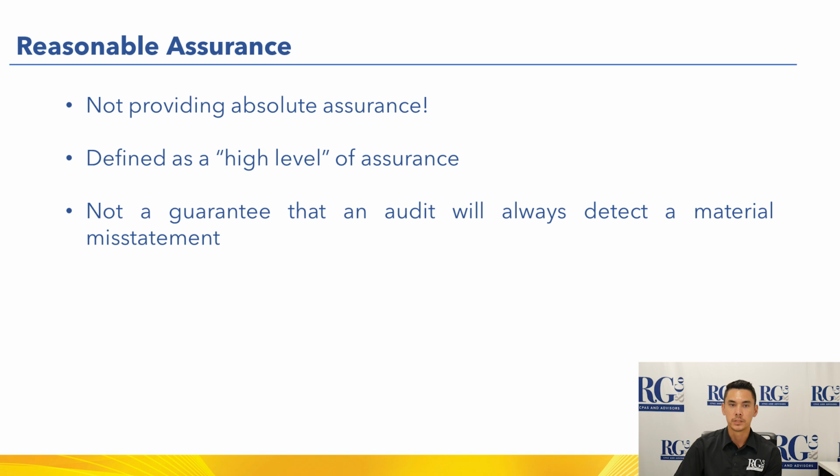The first term is reasonable assurance. Before I get into the definition of reasonable assurance, I just want to emphasize and stress the point that we as auditors are not providing absolute assurance. It's just not possible. We're not testing every account or every transaction, and there just isn't enough time or resources to provide that absolute assurance. But what is reasonable assurance? Reasonable assurance is defined as a high level of assurance, but is not absolute assurance, and therefore is not a guarantee that an audit conducted in accordance with generally accepted auditing standards will always detect a material misstatement when it exists.